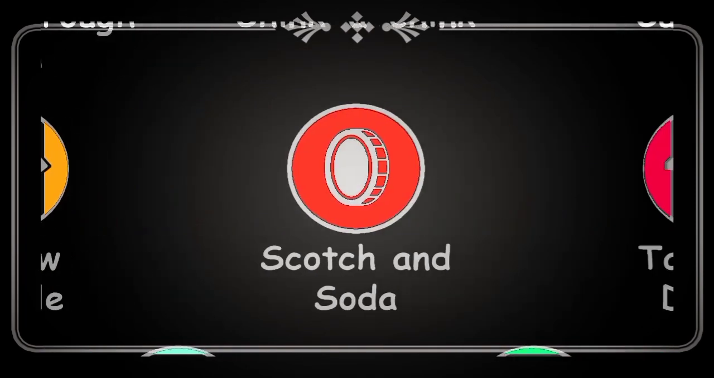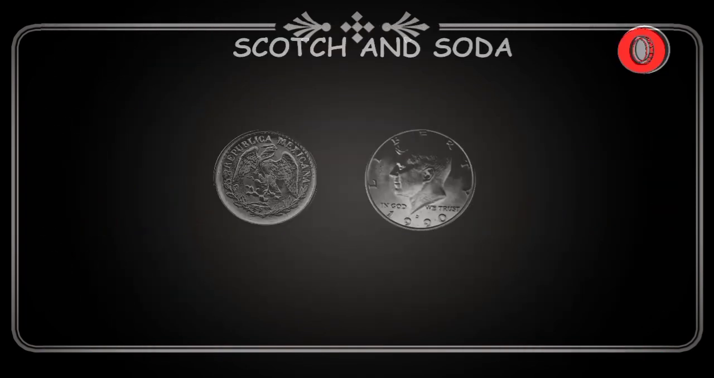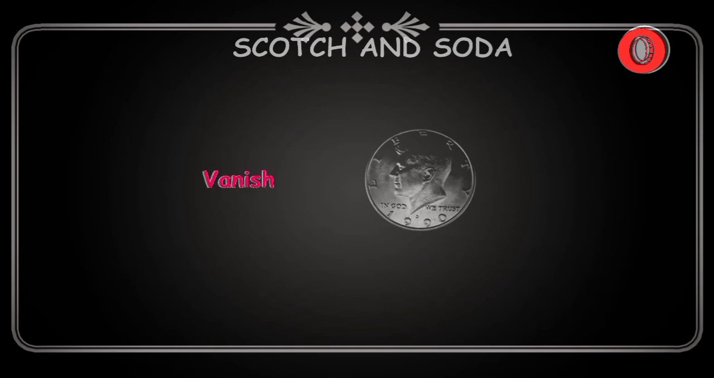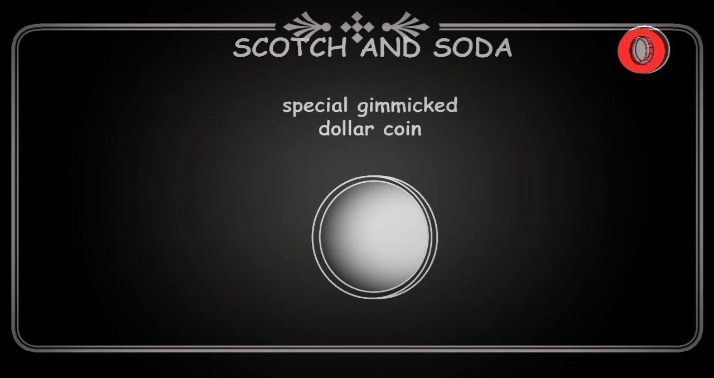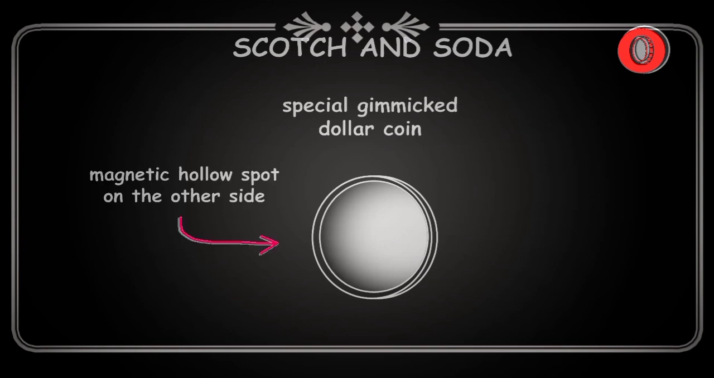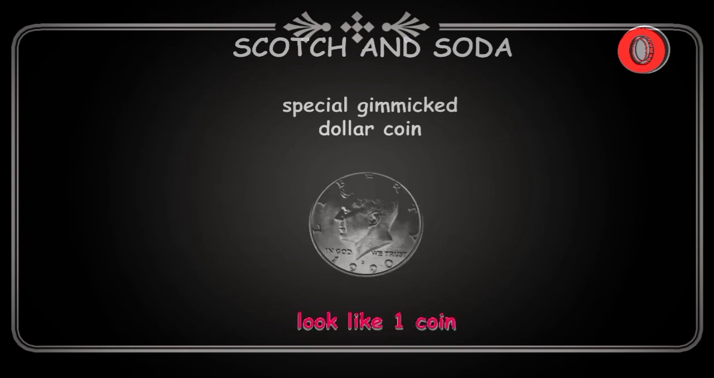Scotch and soda. The magician shows a Mexican centavo and an American half-dollar, and he makes the latter vanish. This is achieved using a special gimmicked dollar coin that has only one face and a magnetic hollow spot on the other side, allowing the second coin to stick to it and look like one coin.